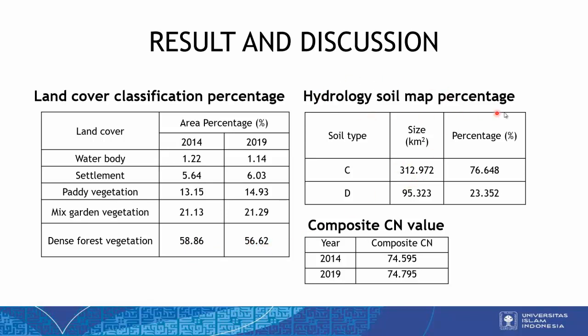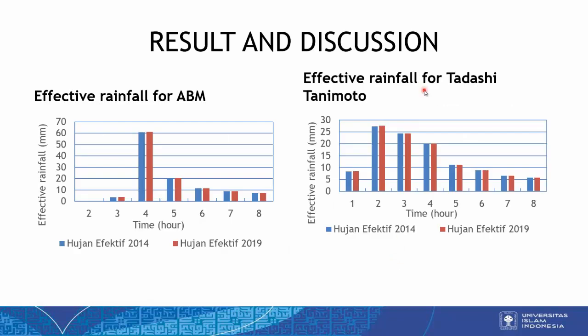While for the hydrology soil map percentage, we can see that the percentage of the soil type C is 76, while for the soil type D is 23.35. Based on the calculation from the land cover classification and the hydrology soil map, we can calculate the CN value. The CN value for 2014 is 74.595, while the CN value for 2019 was 74.795. This one, the comparison of the effective rainfall for the ABM method and the Tadashi Tanimoto method. We see that the effective rainfall of 2019 is slightly higher both for the ABM method and the Tadashi Tanimoto method.